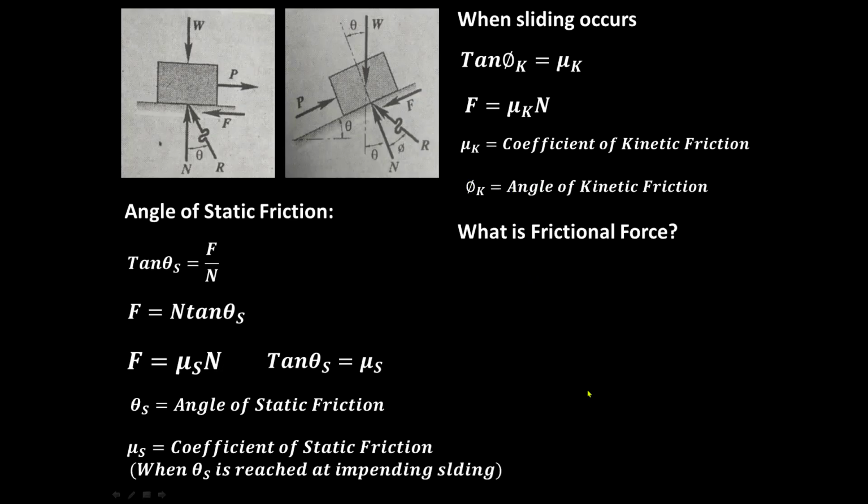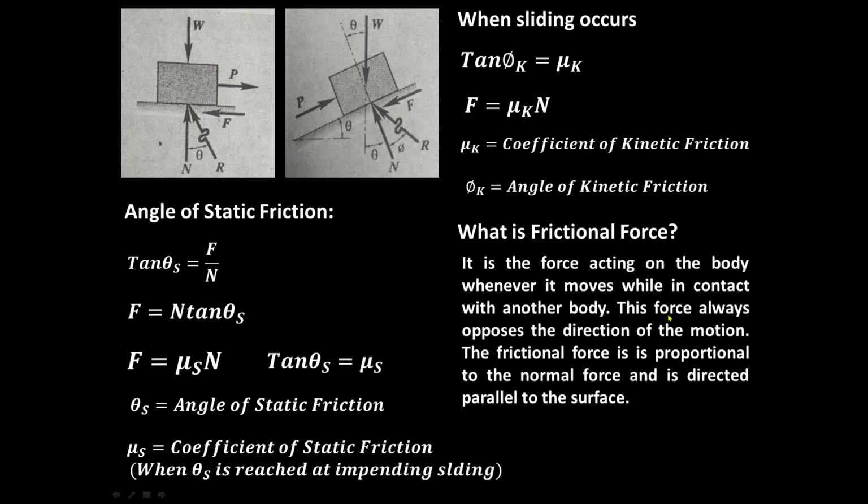Now let us define again frictional force. What do we mean when we say frictional force? It is the force acting on the body whenever it moves while in contact with another body. This force always opposes the direction of the motion. The frictional force is proportional to the normal force and is directed parallel to the surface. So that's how we define frictional force. At yan ang formula again ng ating frictional force.